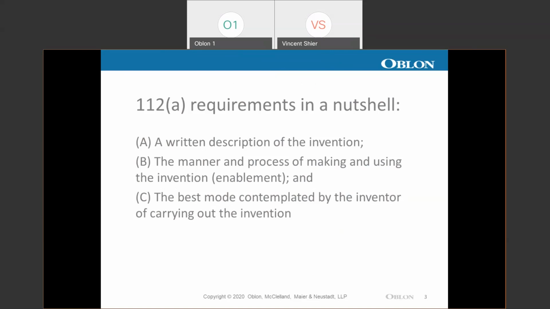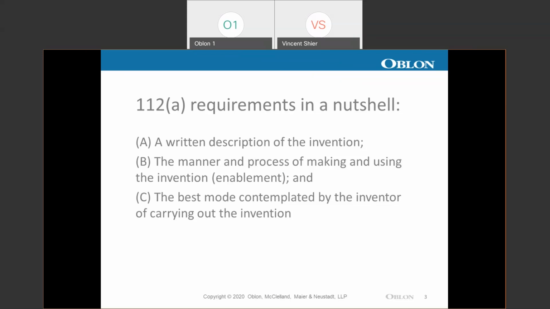sciences area. The written description requirement and the enablement requirement are often confused with each other. Could you provide a basic process to use to distinguish these requirements? Yes, it's important to note that written description and enablement are actually separate requirements. Written description has the focus of the inventor and is a question of possession. The question is, was the inventor in possession of the invention at the time the application was filed?